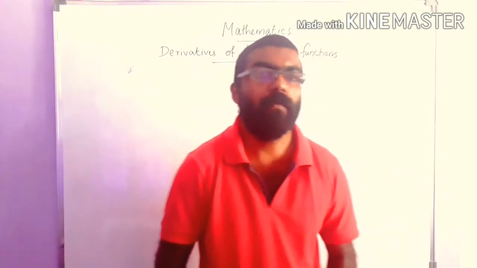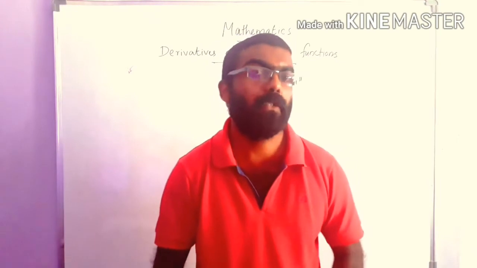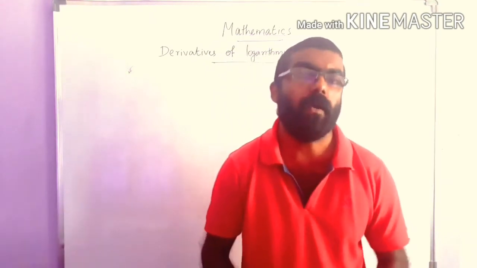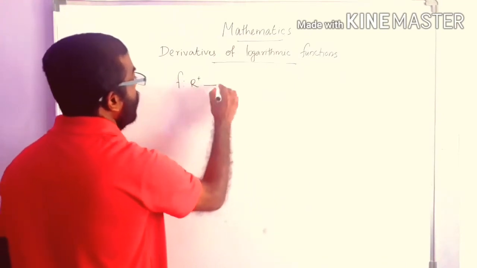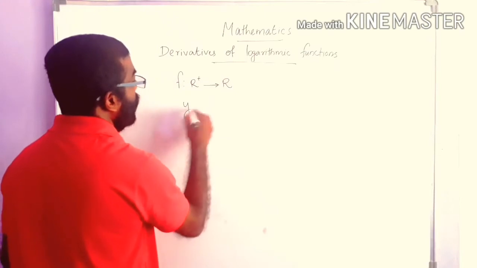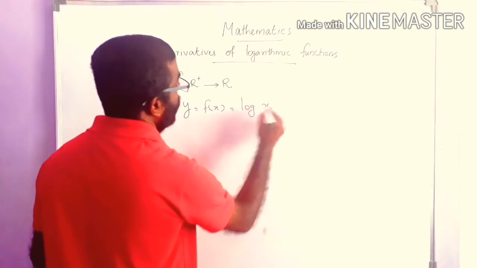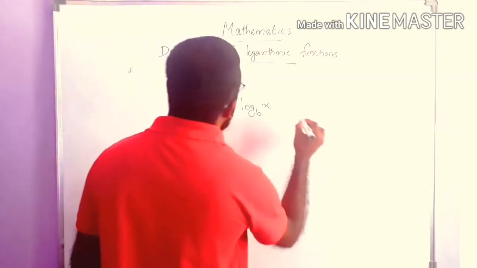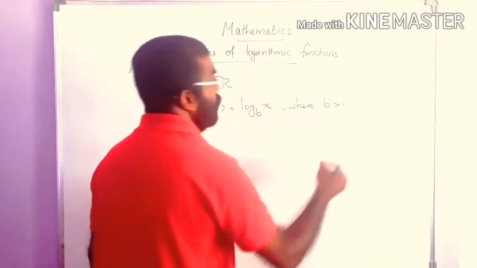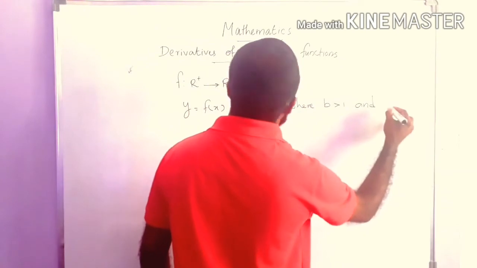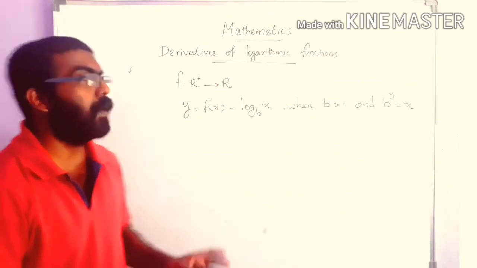A function f from R plus to R given by y is equal to f of x is equal to log x to the base b is called what? Logarithmic function. That is, f from R plus to R given by y is equal to f of x equal to log x to the base b, where b is greater than 1 and b raised to y is equal to x, is called a logarithmic function.